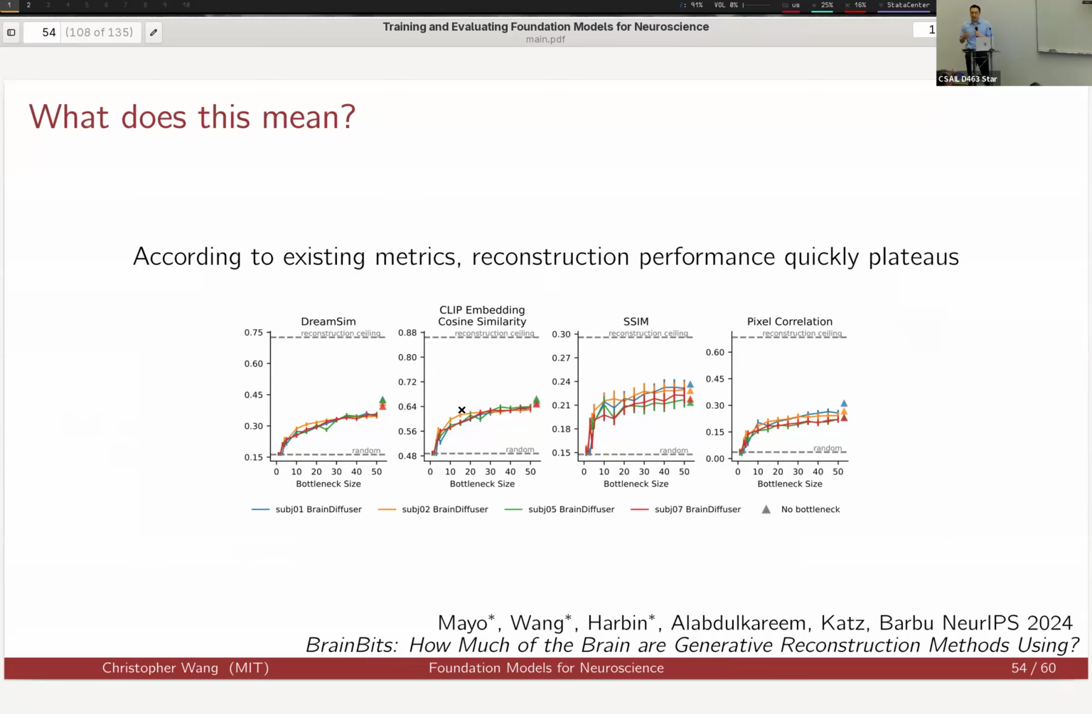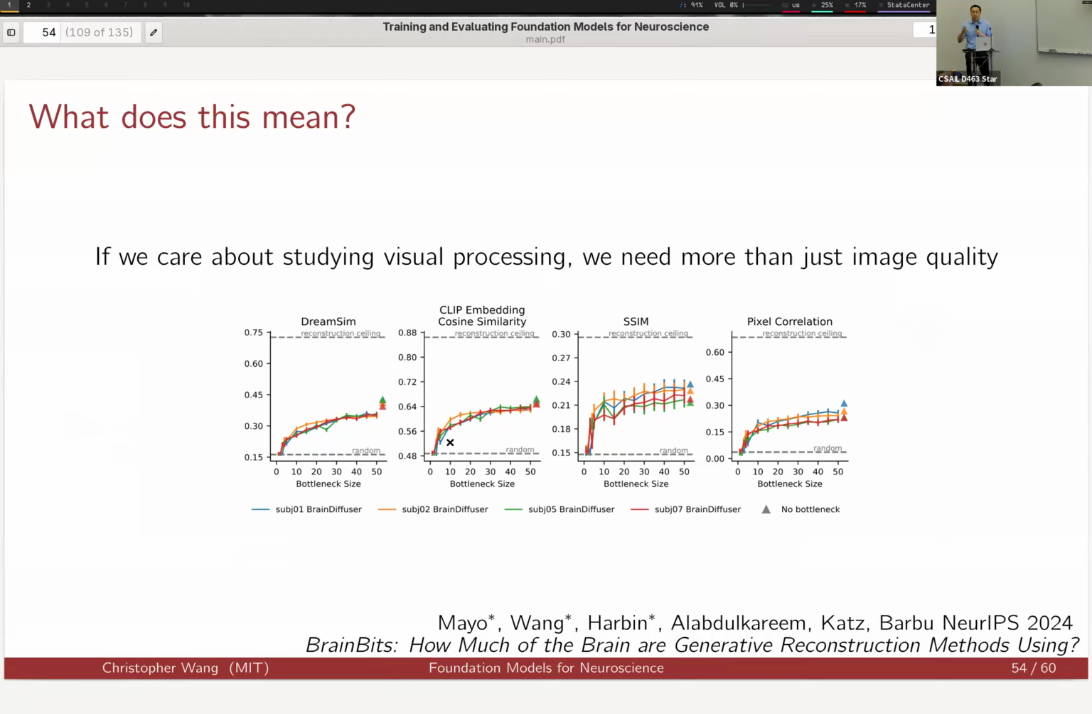But you can also do this quantitatively using the metrics that the original reconstruction methods use, and see that indeed somewhere between 10 and 20, performance plateaus as a function of the information available from the brain. And the takeaway I'll end on is, okay, getting good images is all well and good if we care about getting good images. But if we want to measure the progress we're making towards what I would call the harder problem, towards our understanding of the human visual processing system, then we need to care about more than just image quality.